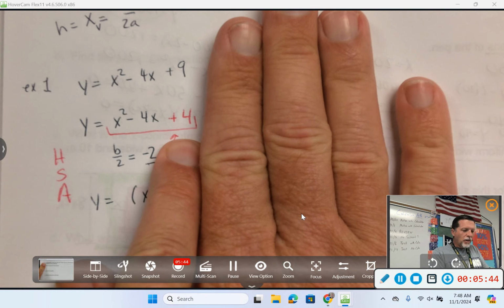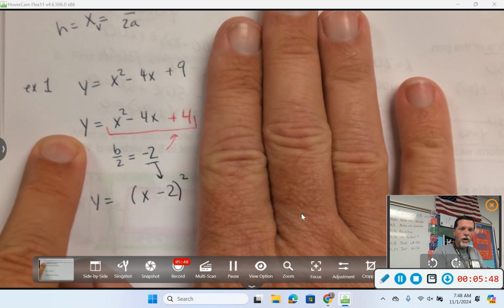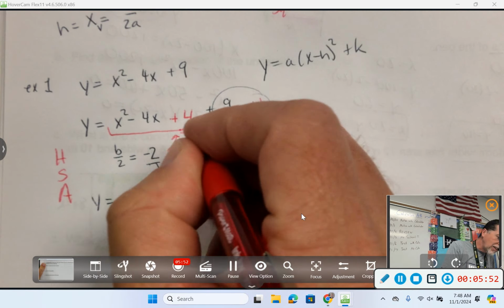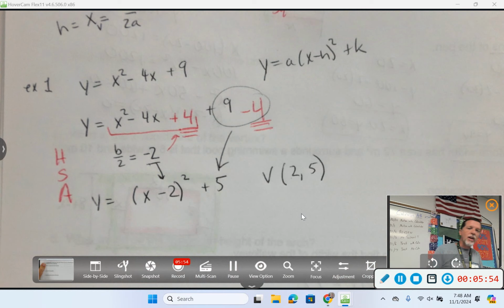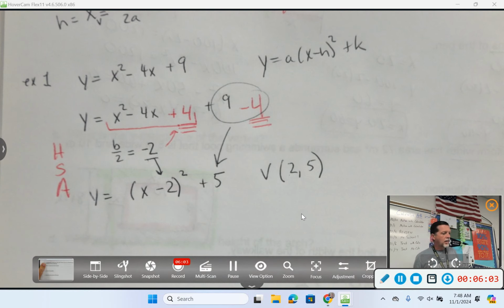But if I put a plus 4 there, I either need to add 4 to the other side, but I'm trying to keep y by itself, so I don't want to do that. Or I can minus 4, because that doesn't change the equation, right? Plus 4, minus 4. They would cancel out. Wait, but then how does the 5 come out of that? Well, I combine the 9 and the 4 to get the 5.